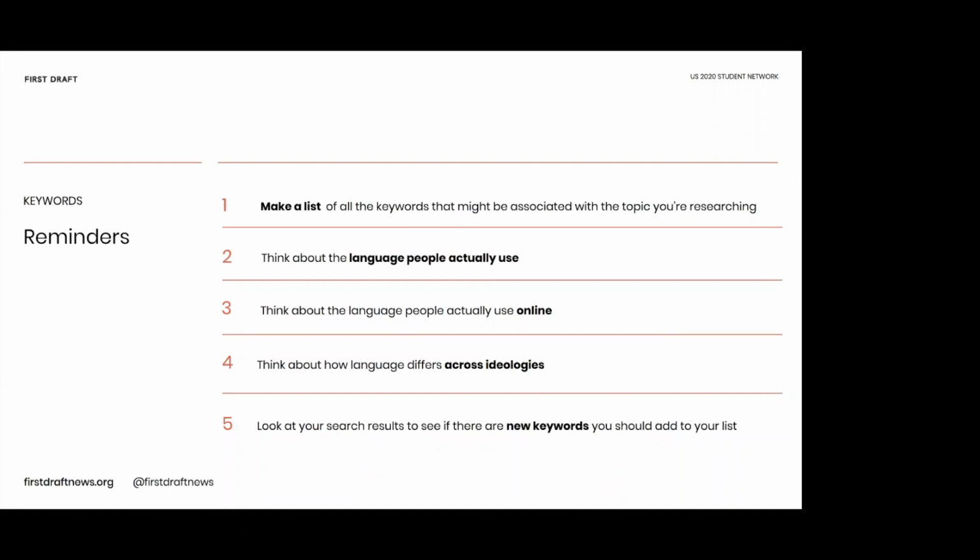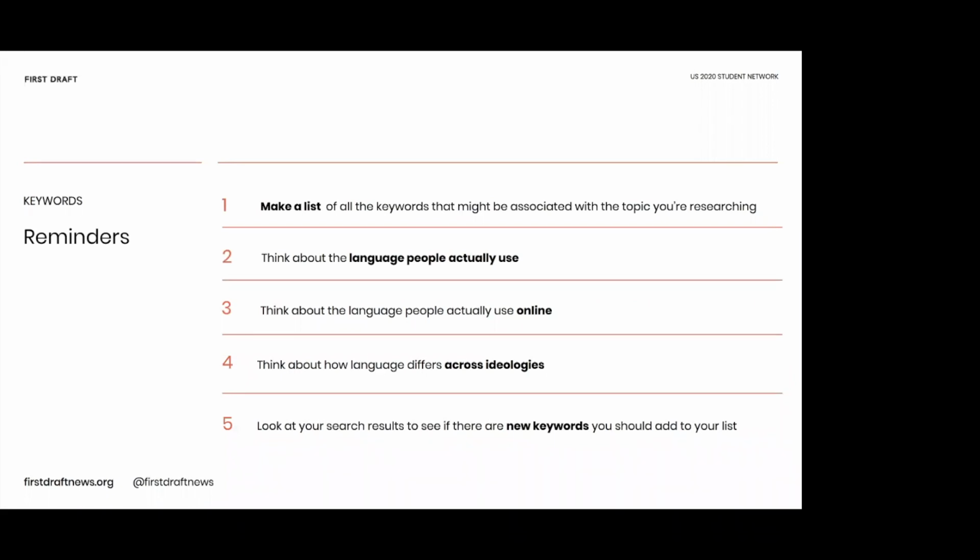and then thinking about the language people use online. So that goes right back to the point I was making about people who talk about gun rights. 2A, that's not really something you hear, at least in casual conversation in real life, if real life even exists anymore. But in online life, it certainly is. And then thinking about how language differs across ideologies and how that might affect your search.